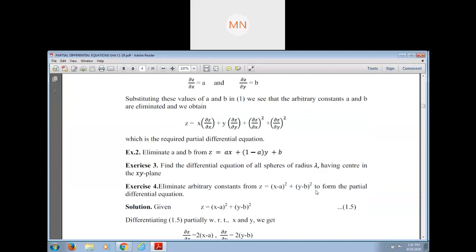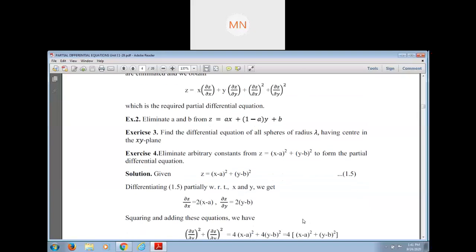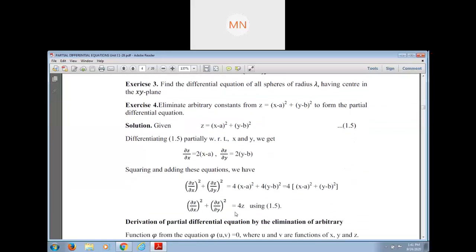Similarly, this one is an example. Z is defined in this way: x minus a whole square plus y minus b whole square. First you have to find del z del x, after that del z del y, and after that you can get the equation. This is how we obtain a partial differential equation by eliminating constants.